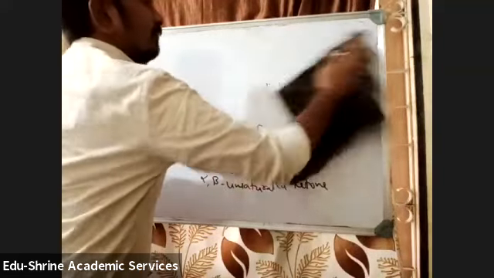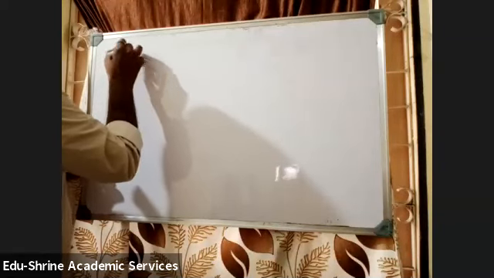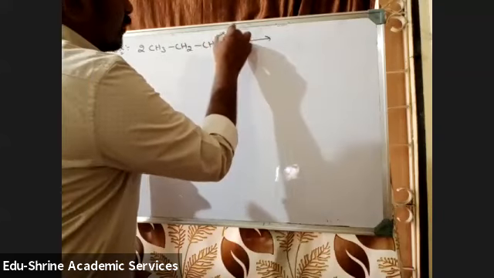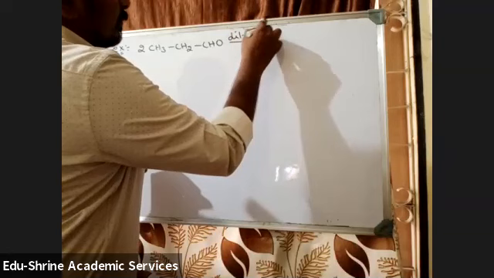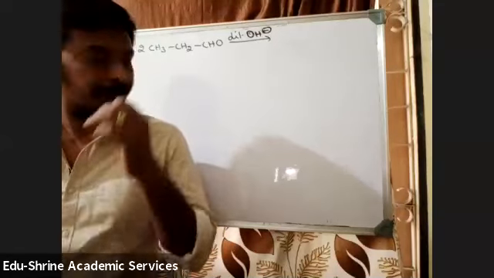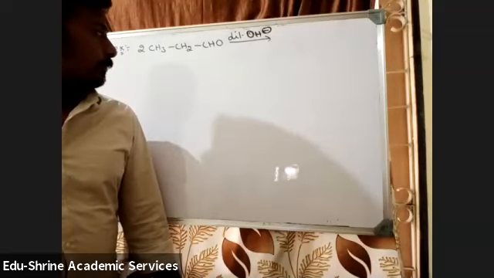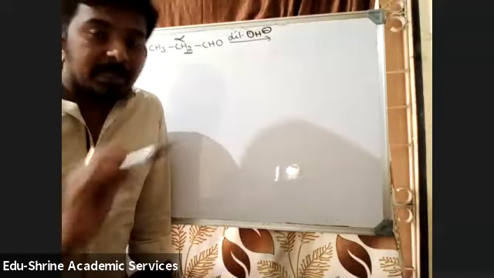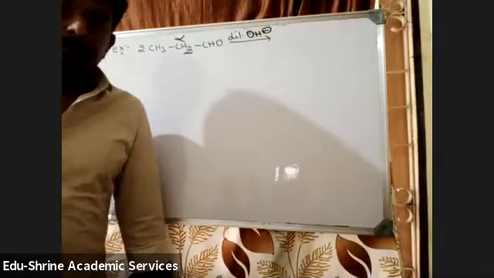So one more aldehyde I'll give. I am taking two molecules of CH3, CH2, CHO in the presence of dilute alkali. Try to write down the product, students. Two minutes time I'll give, then I'll explain. So this is the alpha carbon atom. As the alpha carbon atom is containing hydrogens, definitely it will undergo aldol condensation. Write down the products.